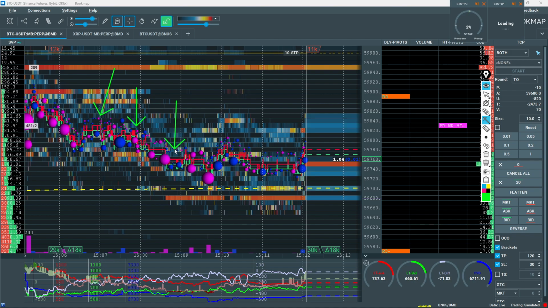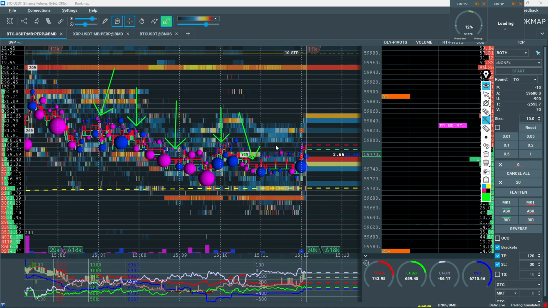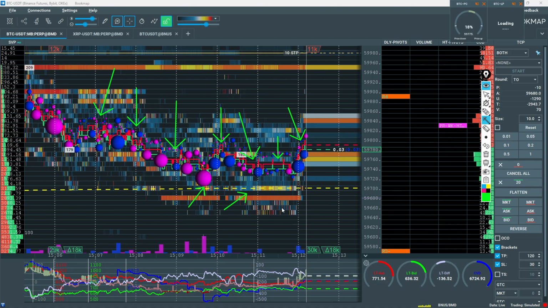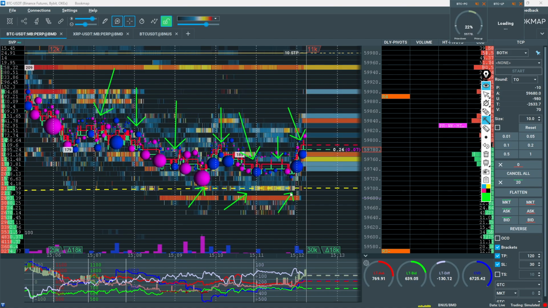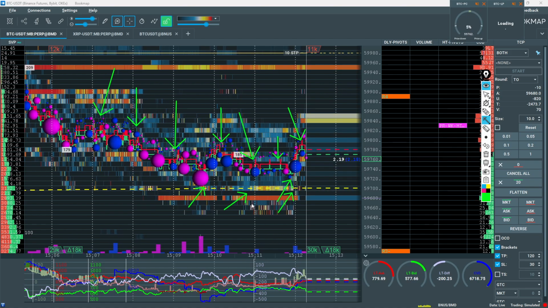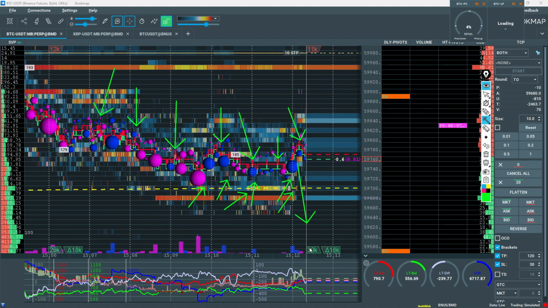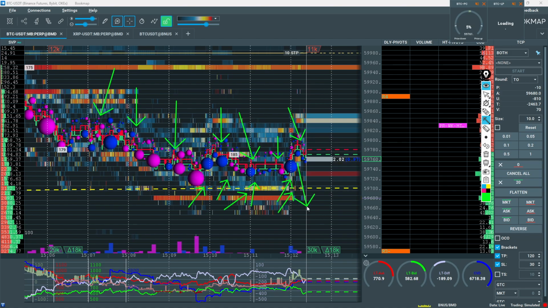Lining up properly. We have exhaustion on the offer, so we keep getting these buyers here, right? This is what I don't like, this retest of +1 VWAP, and buyers are trying to maintain this level here. I want to see sellers take control and break down +1 VWAP.